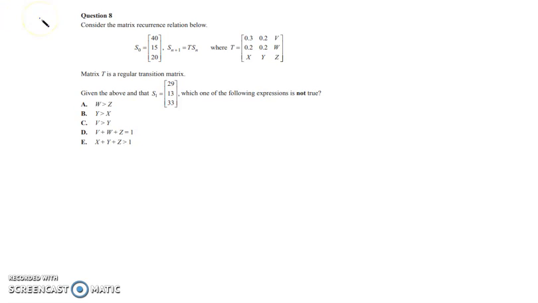Hi there, this is a question from the 2017 exam 1. It's from the matrices section of the modules and it is question 8. So we need to consider the matrix recursion relation shown below.